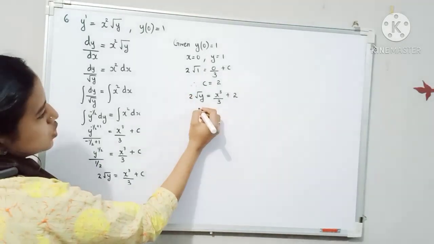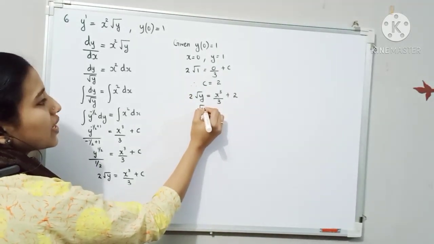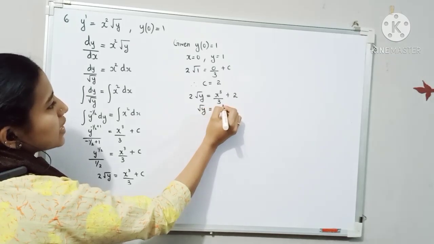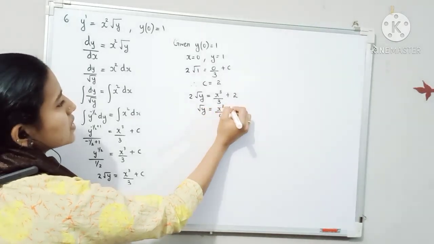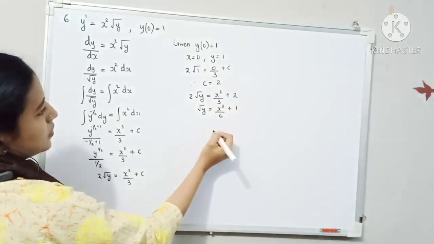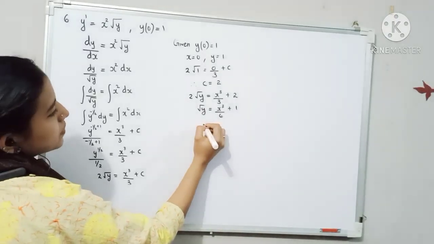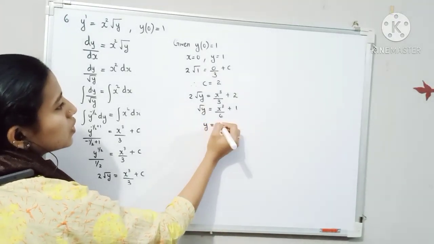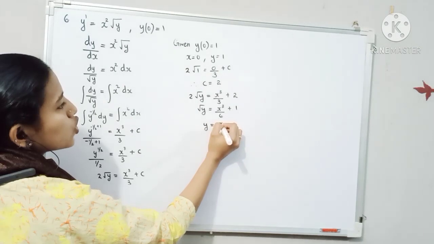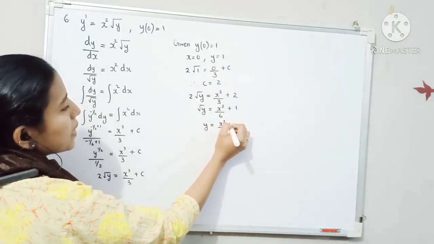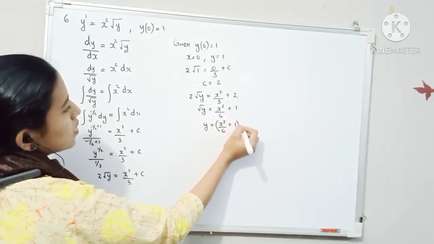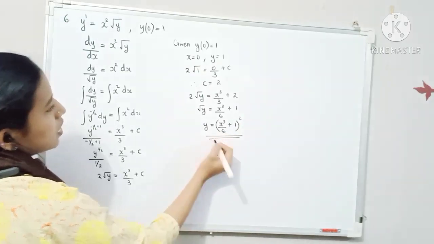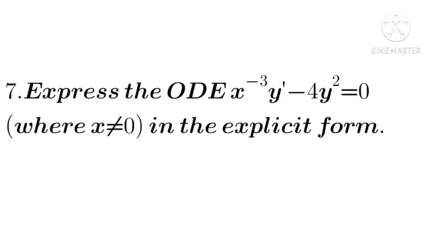Now I am taking this 2 to the right hand side, that means root y is equal to x cube by 6 plus 1. Now squaring on both sides, y is equal to x cube by 6 plus 1 whole square. This is our required solution.